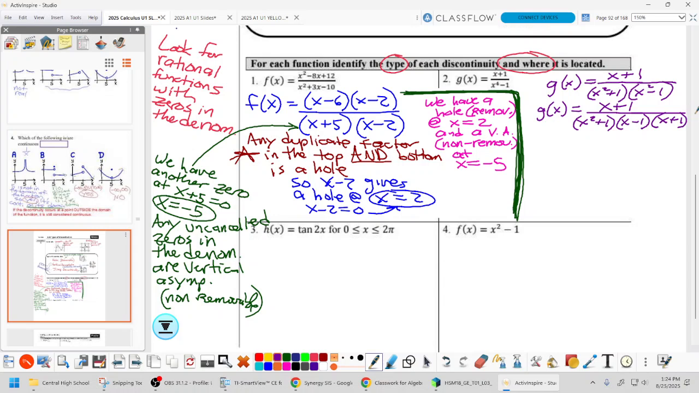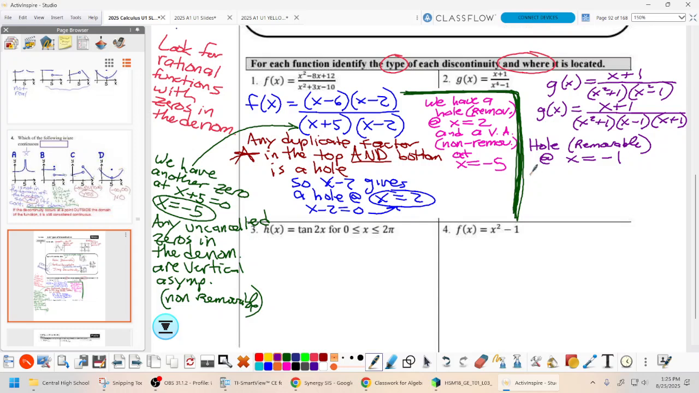Okay. So notice we have a duplicate factor, top and bottom. So what is there? At x equals what? -1. Remember, we find the 0. We solve for the 0 of that factor. So x plus 1, that's a duplicate factor.